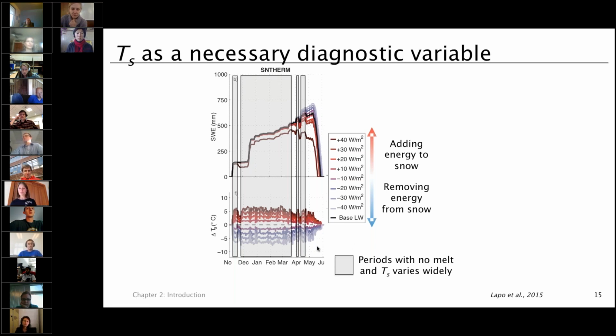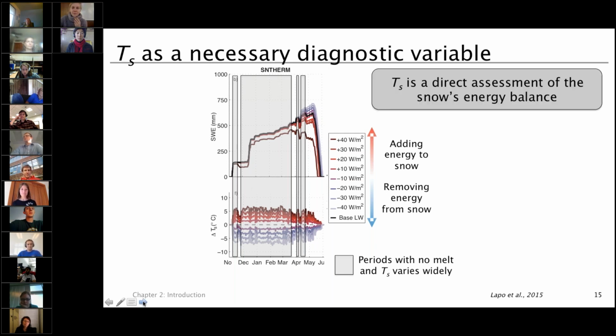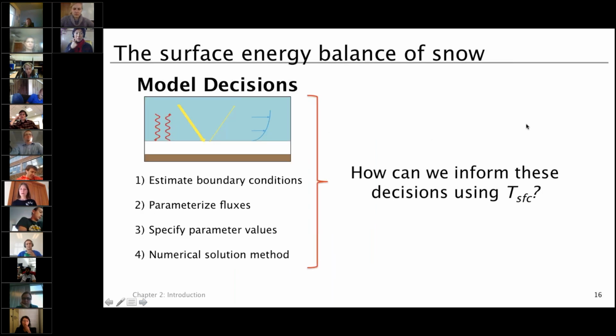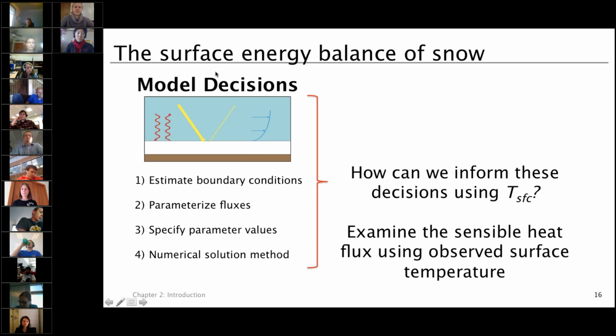And then the temperature stops being informative and the snow water equivalent starts being informative of how the snow is changing. So for much of the winter, we can use the surface temperature as a direct assessment of the snow's energy balance. Okay, so how can we use this information to help us better model the surface energy balance of snow?